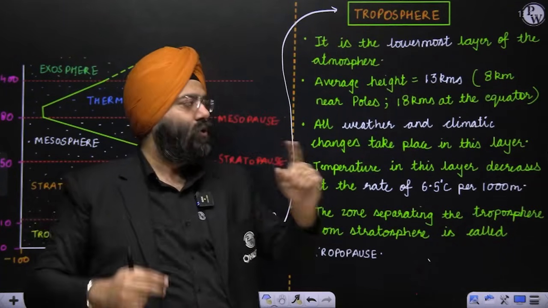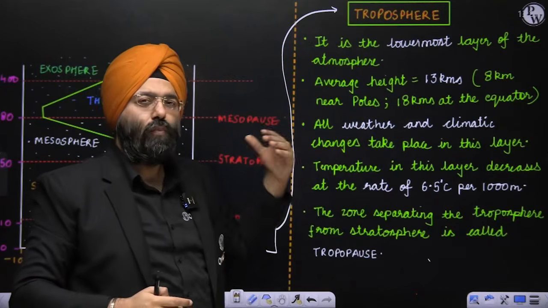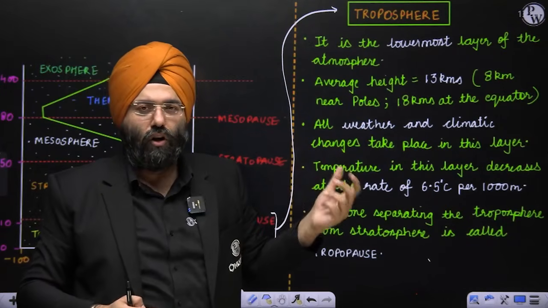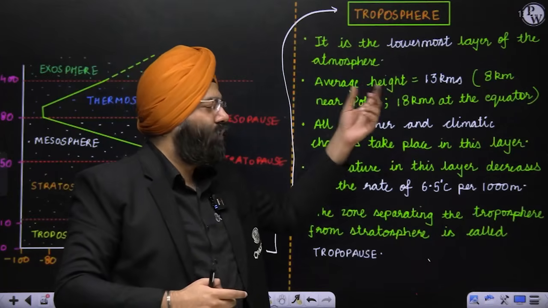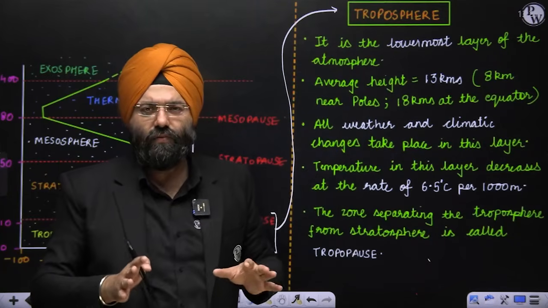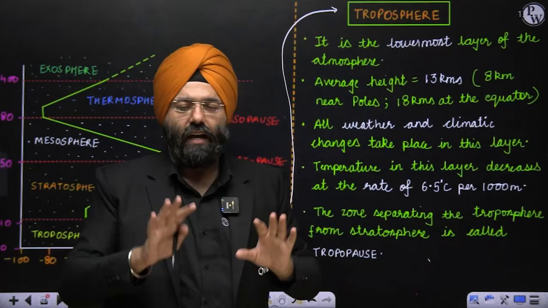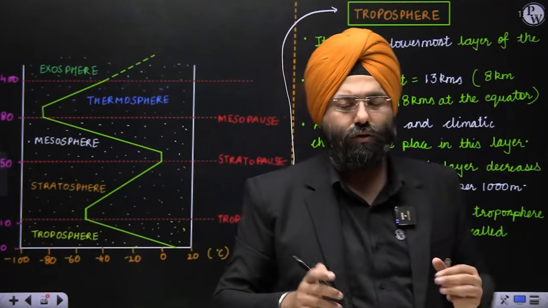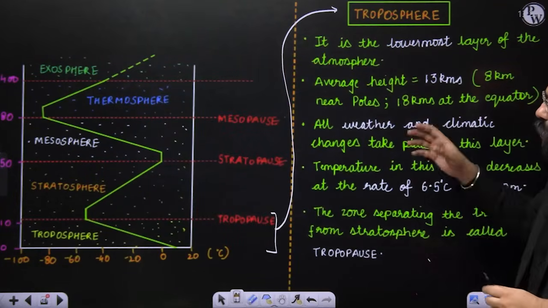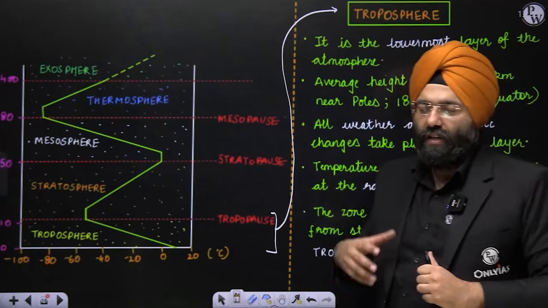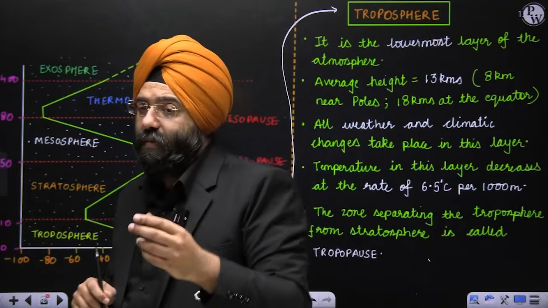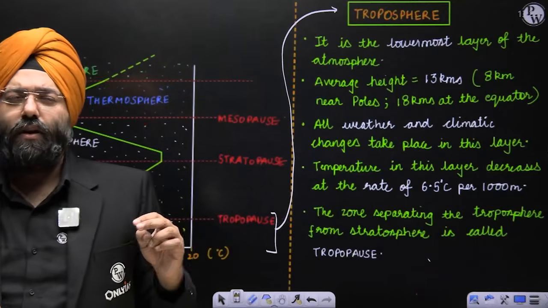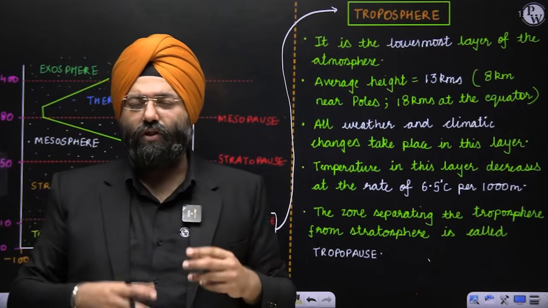That is why close to the poles it is not so tall, because it is simply 8 kilometers, whereas close to the equator it is 18 kilometers. On an average it is 13 kilometers, as mentioned in the NCERT also. Now, all the weather or climatic phenomena that you talk about take place in this layer. Now, many will be saying, sir, does that mean that the clouds we study, the majority of them are present here?